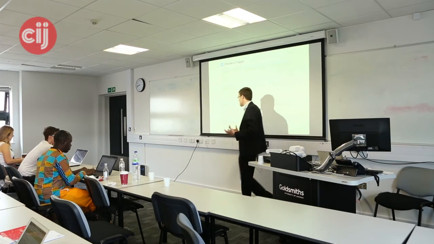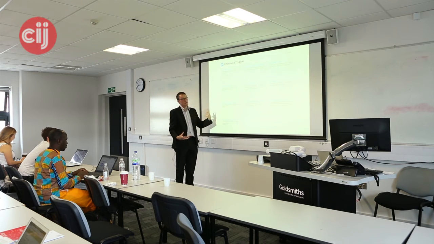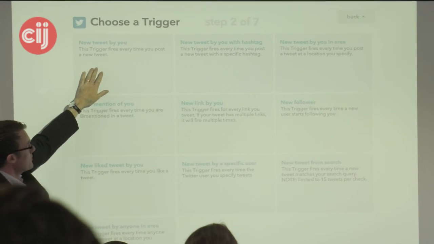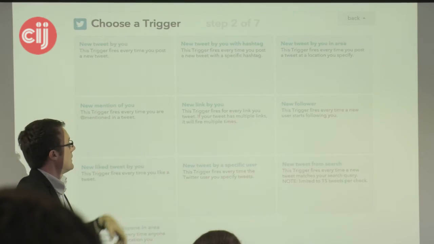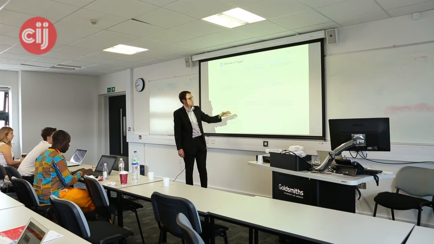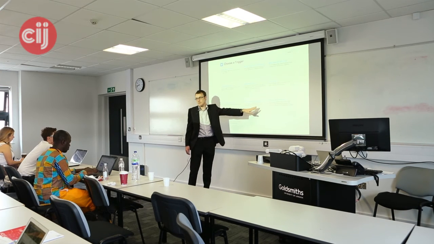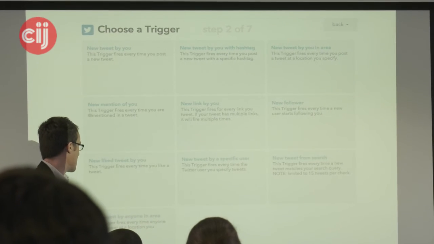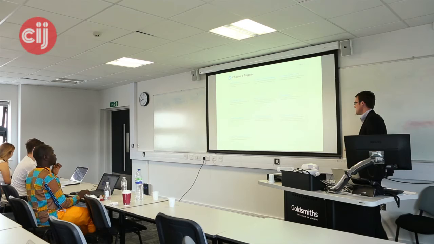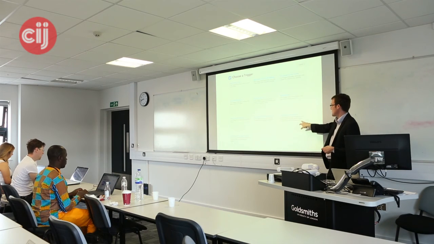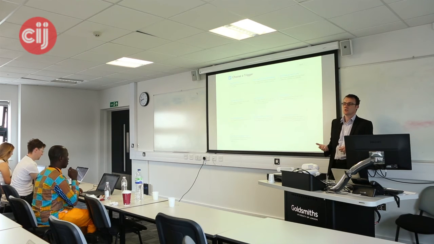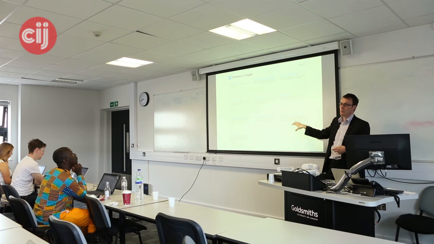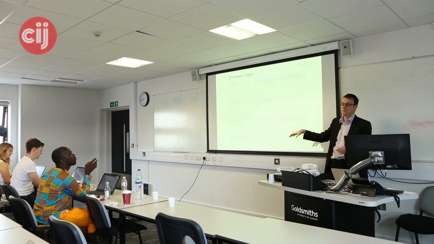And the next step is to be a bit more specific. So Twitter is the trigger, but what is it that you want to activate this? It could be a new tweet by you. It could be a new mention of you or a link by you. In this case, if we were following an individual, we would specify new tweet by a specific user. If we were following a hashtag or a search, you could use new tweet from search. Now you might notice it says here limited to 15 tweets per check, and that's really important. If you are using this to scrape tweets on a particular subject and it's high volume, it will only get a sample of it. It will only get 15 tweets every half hour.